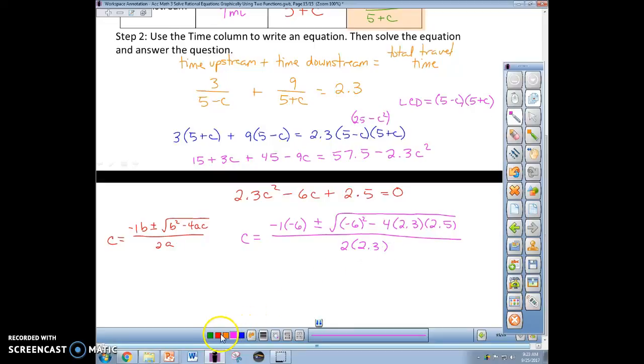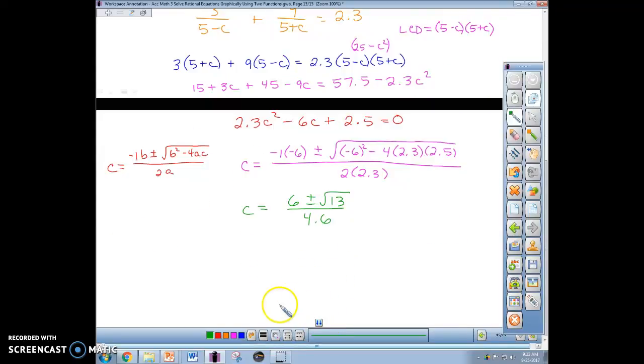Simplifying each part in that structure gives us c is equal to 6 plus or minus the square root of 13, all divided by 4.6. So now, calculating each of those values separately, if c is equal to 6 plus the square root of 13 divided by 4.6, we get an approximate value of 2.1 to the nearest tenth. And if c is equal to 6 minus the square root of 13, all divided by 4.6, we get an approximate value of 0.5 to the nearest tenth.